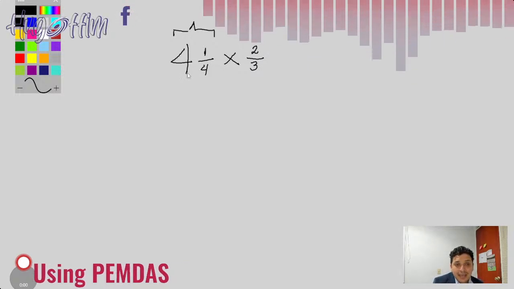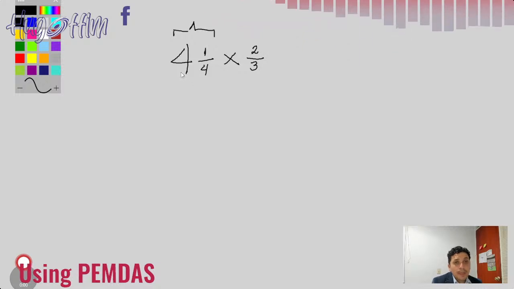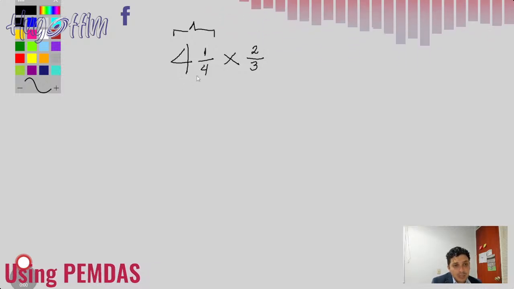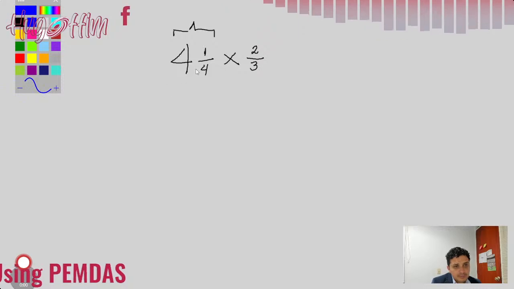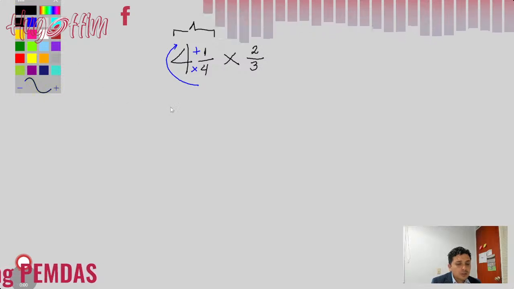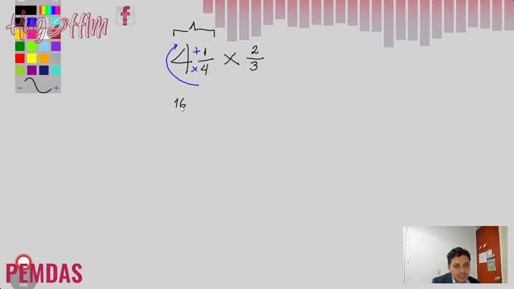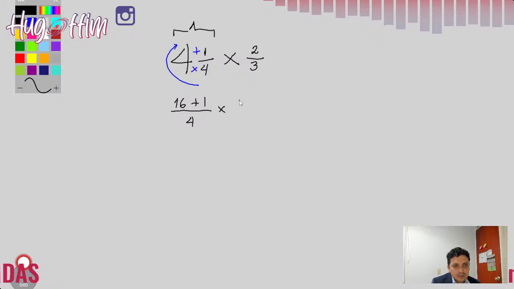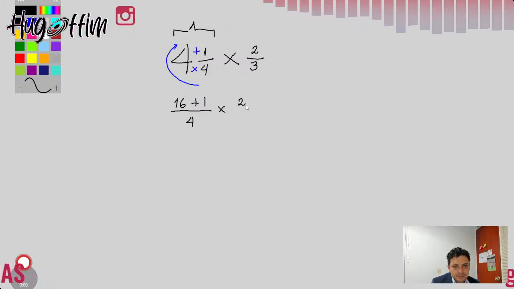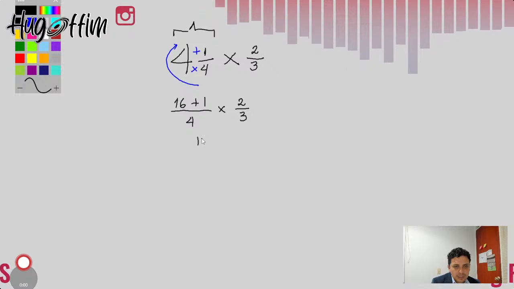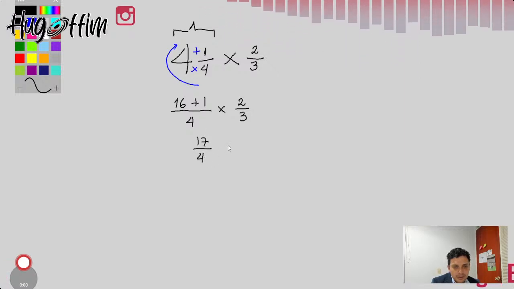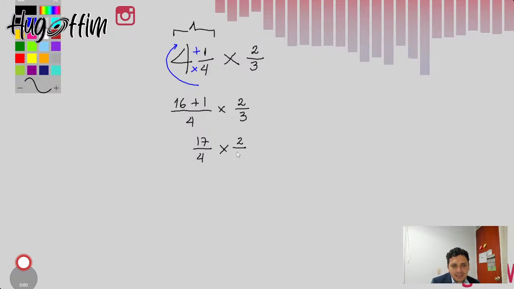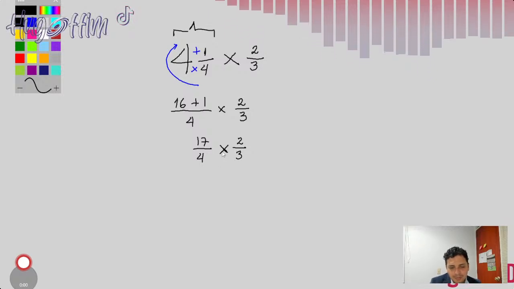Now, this is the idea. I'm going to convert this into an improper fraction. How to convert it? Multiply and add. So 4 times 4, 16 plus 1 over 4, times 2/3. 16 plus 1 is 17/4 times 2/3. My mental math didn't work in something, but there's no problem.